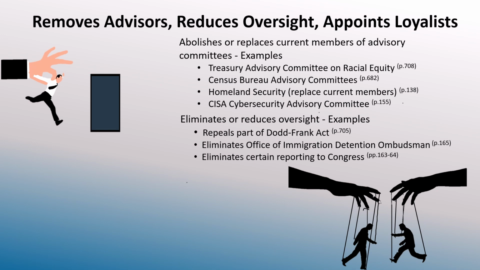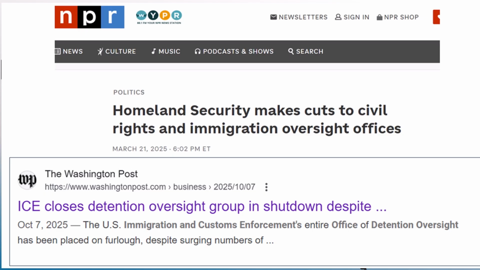Project 2025 proposes eliminating the Office of Immigration Detention Ombudsman. That office has responsibility for legal oversight of immigration detentions. In March of 2025, National Public Radio reported that the Department of Homeland Security cut jobs in its oversight divisions, including this office, and in October 2025, detention oversight was shut down. You can imagine the increased risk this lack of oversight presents to immigrants who have been detained as a result of the recent immigration crackdowns.